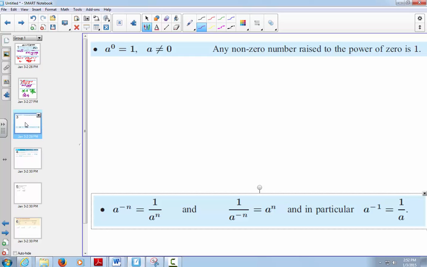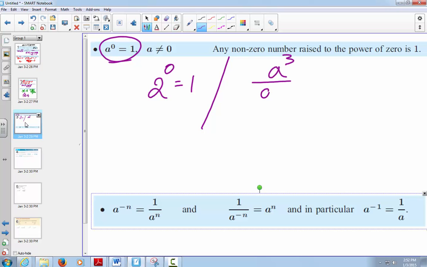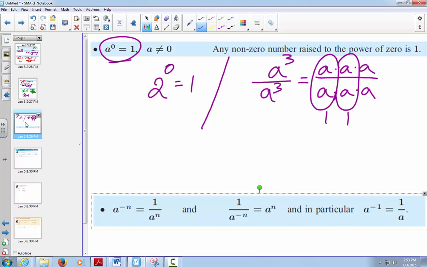Anything to the power of 0 equals 1 when a does not equal 0. So, how easy is this? 2 to the power of 0 equals 1. The reason why is because if you look at this, if I have a to the third divided by a to the third, that's the same as writing a times a times a over a times a times a. Well, we know that that is equal to 1. We know that that is equal to 1. And we know that that is equal to 1. So 1 times 1 times 1 is equal to 1.